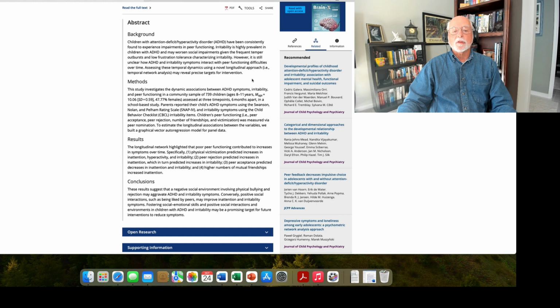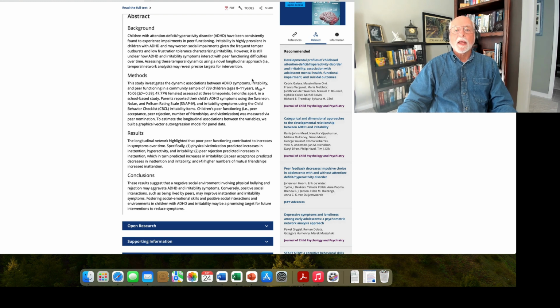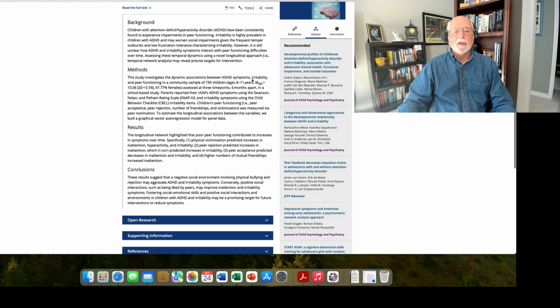This was a study, as you can see here, a rather sizable one, actually, of 739 children between the ages of 8 and 11. And again, about half of them were female, which is always good to see. And they were assessed at three different time points, 6 months apart. So very important there. And they were evaluated using rating scales, parent reports, and so on, of not only ADHD symptoms, but children's irritability as well.